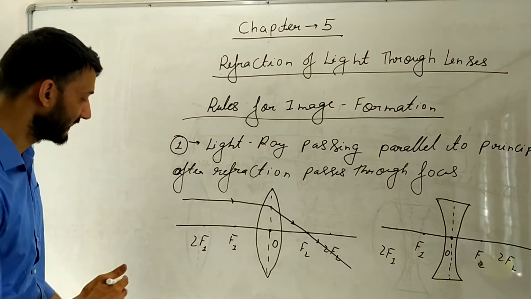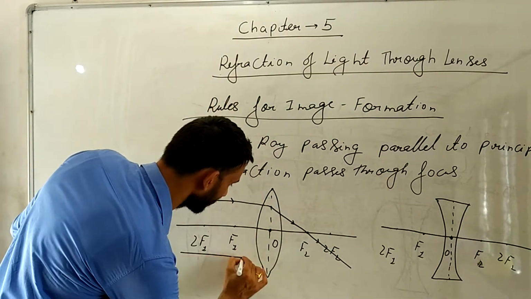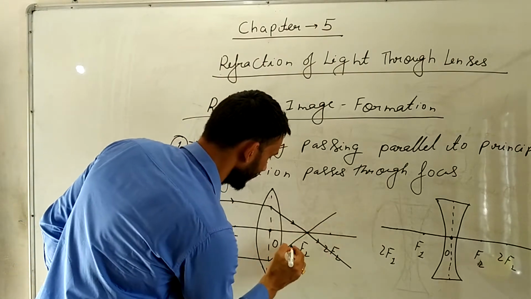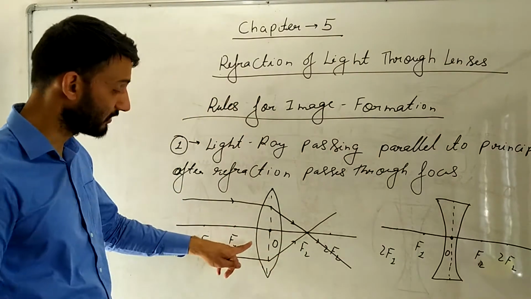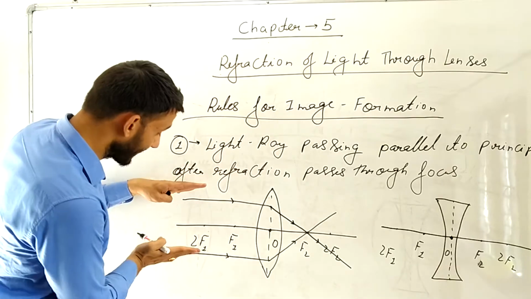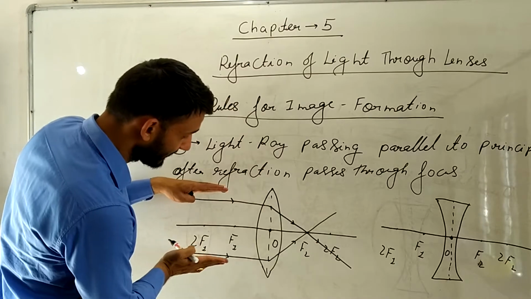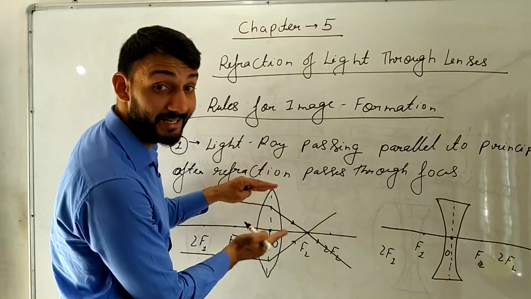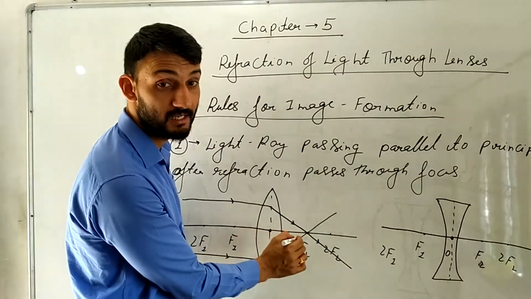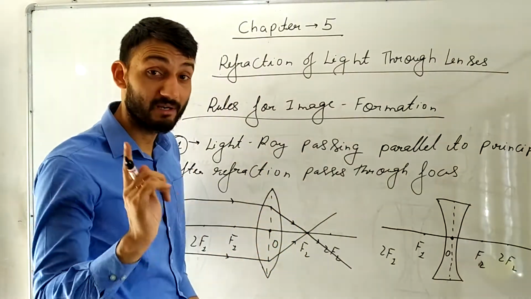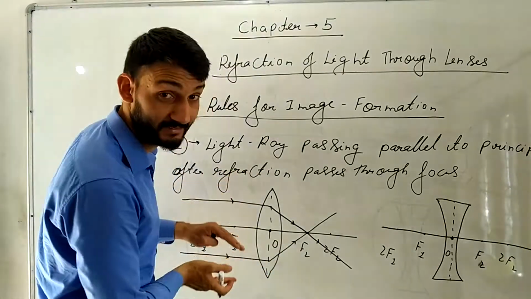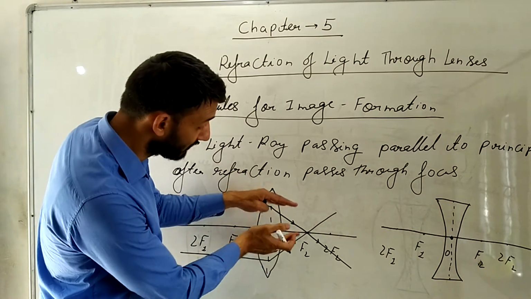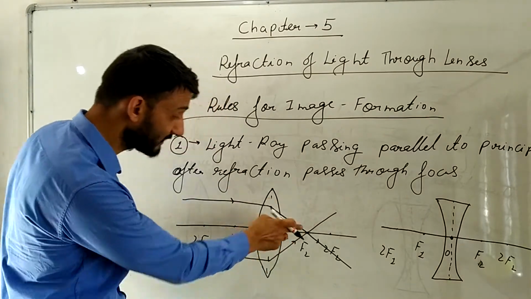Alright. So as you can see, if I pass one more light ray which is parallel to principal axis like this, obviously this light ray will also pass through focus. So as you can see, this lens, which is a convex lens, when light ray is coming parallel to the principal axis, it converges the light ray at a point, and that point is the focus of the lens. But this is going to happen only if the light ray is parallel to principal axis. After refraction through the lens, it is going to pass through the focus.